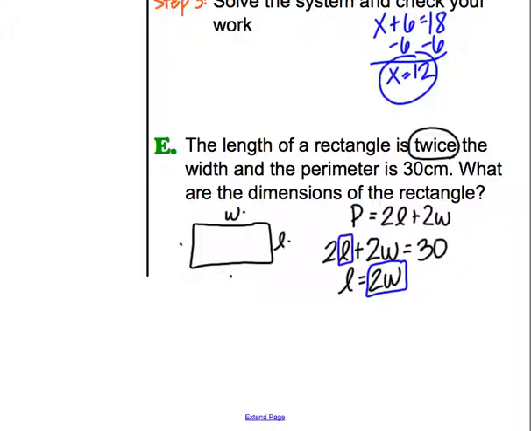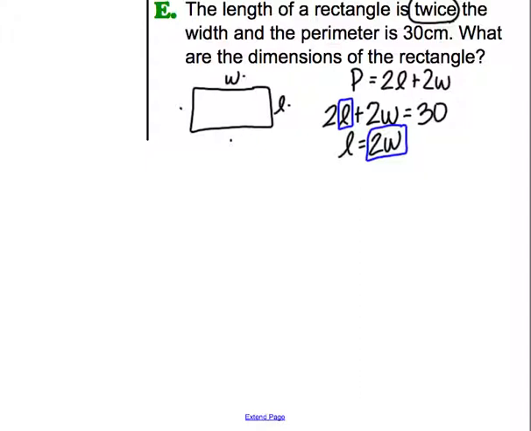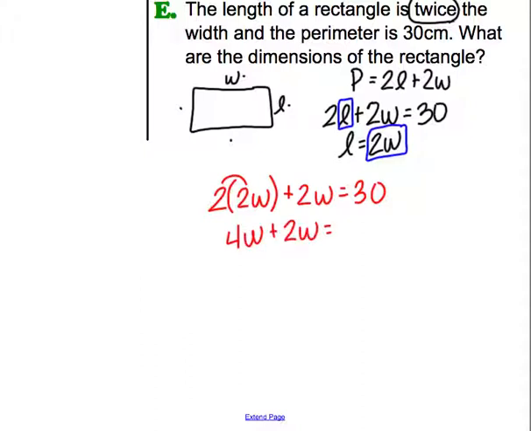Now when I go about solving this, we're going to have here that 2 times the length, which is twice the width, plus twice the width is equal to 30. So we distribute and multiply this in, so that gives me 4w plus 2w is equal to 30. Well, 4w plus 2w is 6w equal to 30, divided by 6, giving me w is equal to 5.